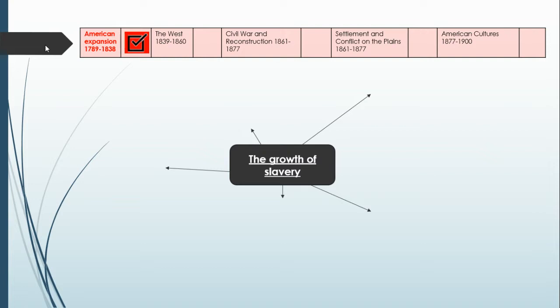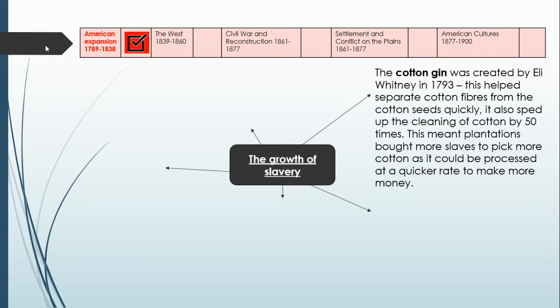We then have the growth of slavery. It's inevitable that as the USA expanded and grew, slavery would expand and grow as well, and there are numerous reasons for that. The first one is a technological change, which came in the form of something called the cotton gin. This was a piece of technology. It was created by somebody called Eli Whitney in 1793. This helped to separate cotton fibres from the cotton seeds quickly, and it also sped up the cleaning of cotton by 50 times. So this basically allows the southern plantation owners to produce more cotton, and at a quicker rate.